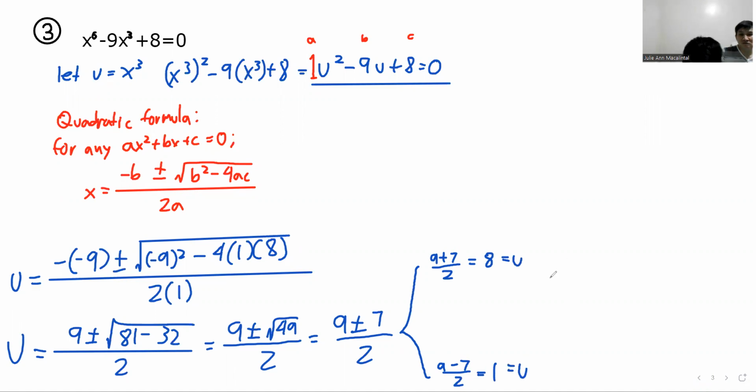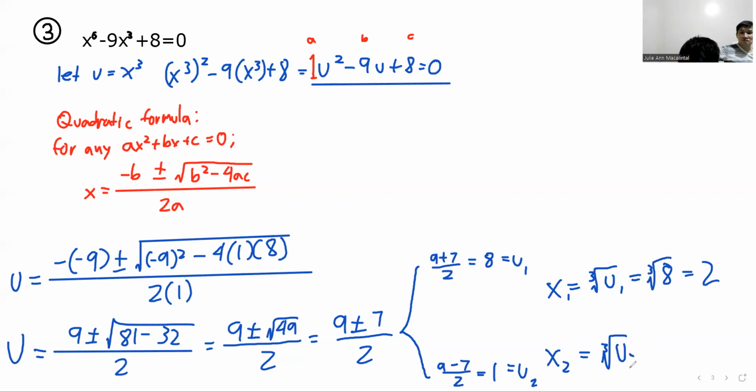And then u is again x cubed. So to get x, we need to cube root u. You substitute, what is u there? Yes, so x is equal to the cube root of u. For x1, we need u1, so that's the cube root of 8, which is 2. And then for x2, we will use the cube root of u2, which is the cube root of 1, which is 1.